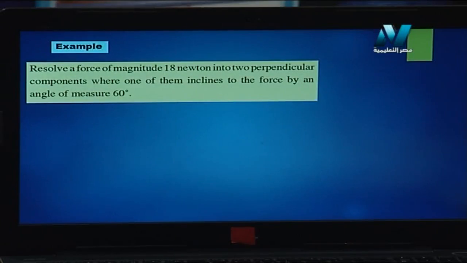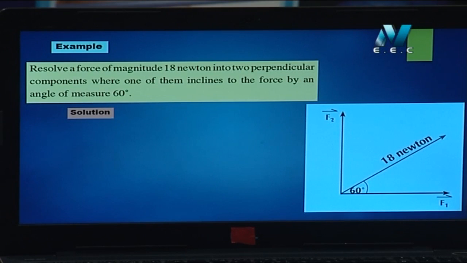Okay, let's move to the next question. Example: resolve a force of magnitude 18 newtons into two perpendicular components where one of them is inclined to the force by an angle of measure equal to 60 degrees. Solution: we have here F1 and F2. The force equals 18, and we would like to resolve it into F1 and F2.